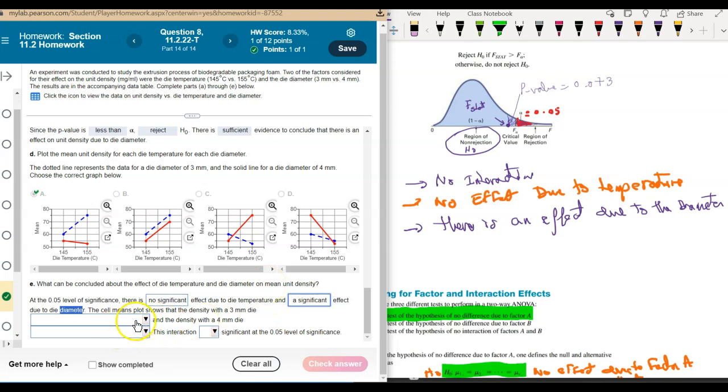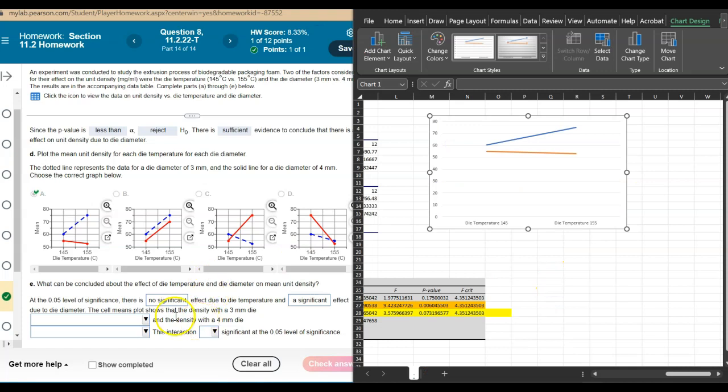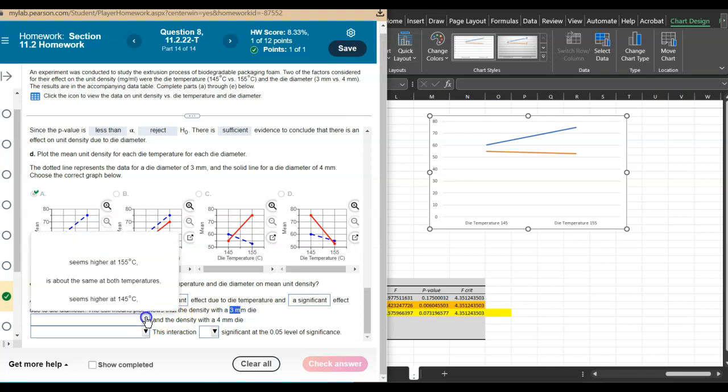Okay, now this part, all right, you have to read this chart. So it's about reading this chart. And remember, the top one is the 3 millimeter diameter, and the bottom one is the 4. All right, either you read it from there or Excel, it's up to you. So what we have here, we are talking about 3 millimeters, all right? And those are the options: it seems to be higher at 155, they are about the same, or higher at 145. We see the blue one is definitely higher at temperature 155. So we're going to say it is higher, not the same. It's higher at 155 degrees.